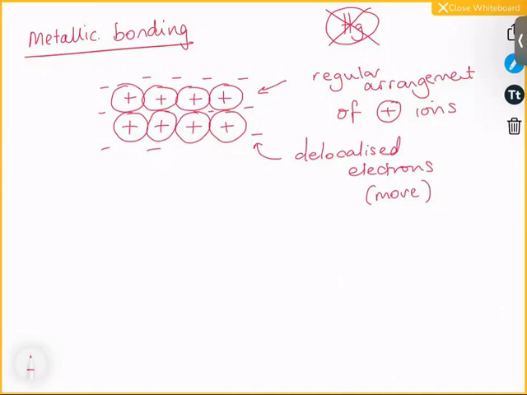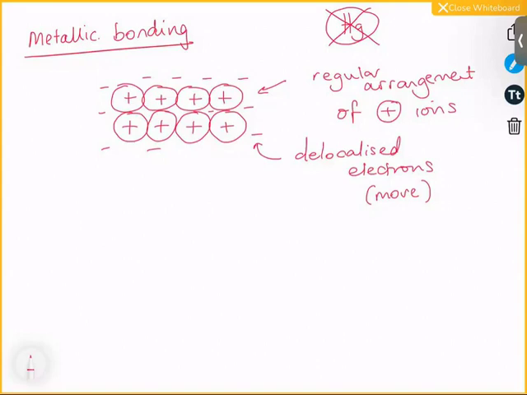So quite often in GCSE, it'll be worth 3 marks and it'll say, describe the type of bonding in copper or silver or sodium. And what they're wanting is that diagram. Okay. Now, because the electrostatic attraction is very strong, metals tend to have very high melting and boiling points. Because if you're going to break those attractions, that's going to take a lot of energy.